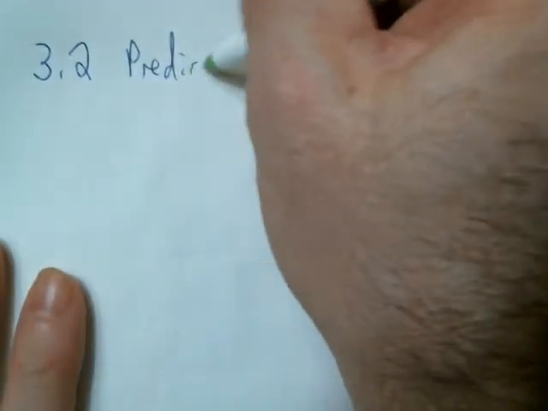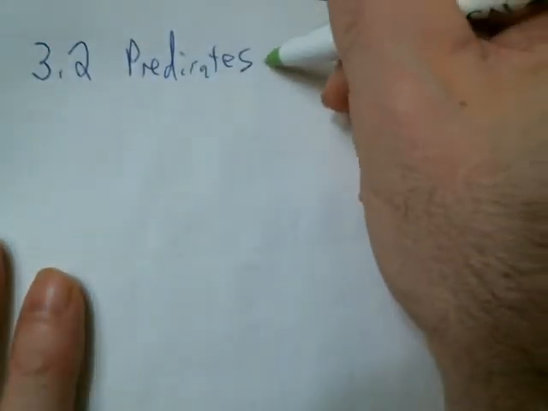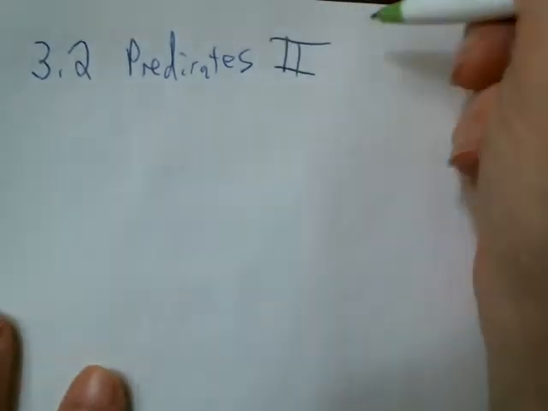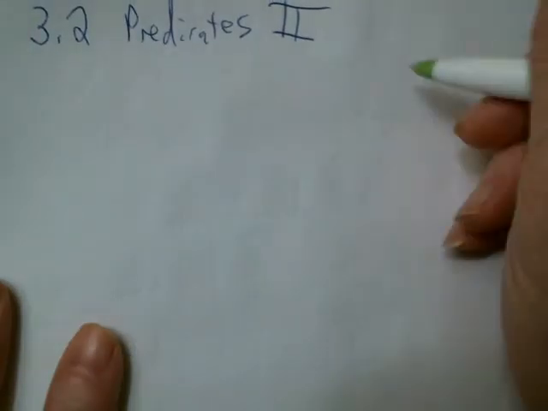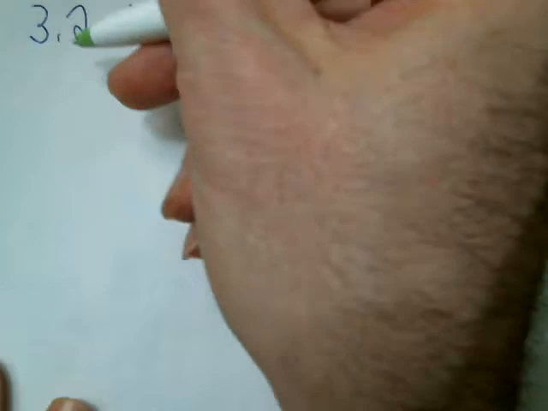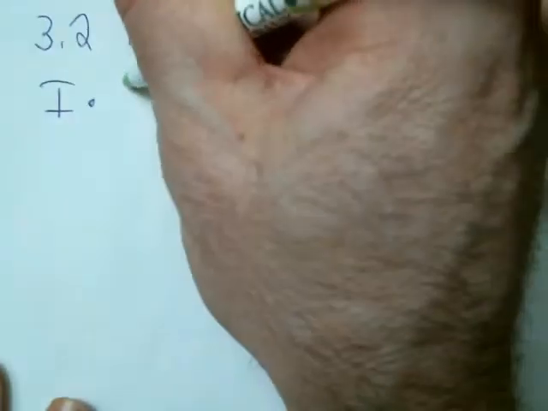Okay, welcome back. This is now 3.2, and we're continuing on with predicates and quantified statements. We're going to want to negate them. So 3.2, predicates again, part 2, predicates and quantified statements. So first off, looking at the negations of these things.